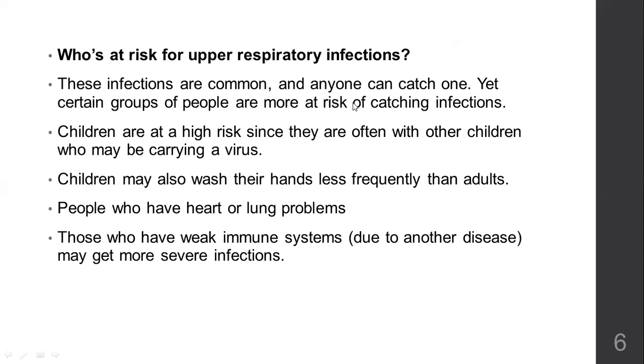People who have heart and lung problems from childhood are also at a higher risk of infections. People who have a weak immune system, either because they're suffering from another disease condition, or have an autoimmune disease, or are on immunosuppressant drugs, have weakened immunity, so they are at risk of upper respiratory tract infections.